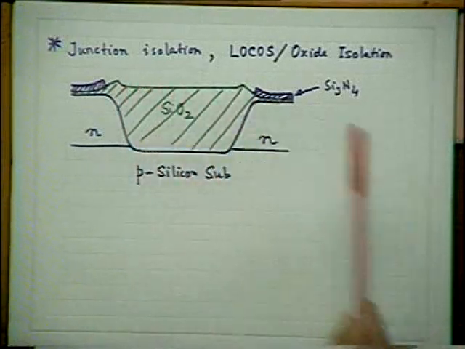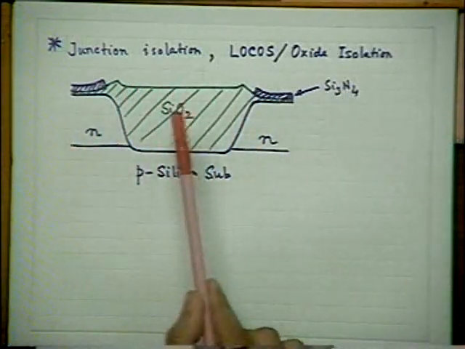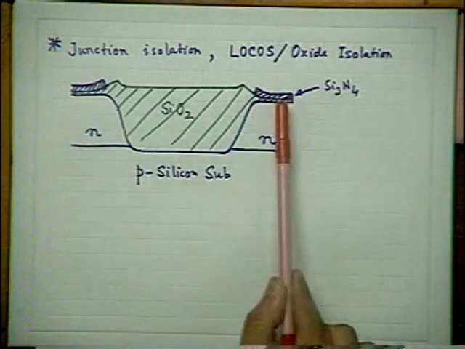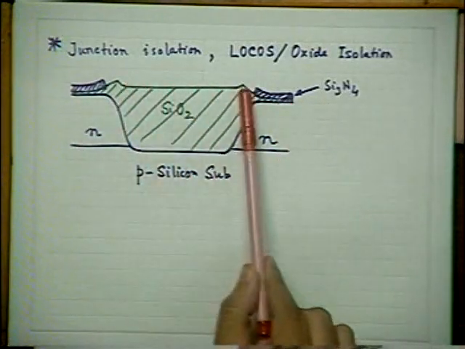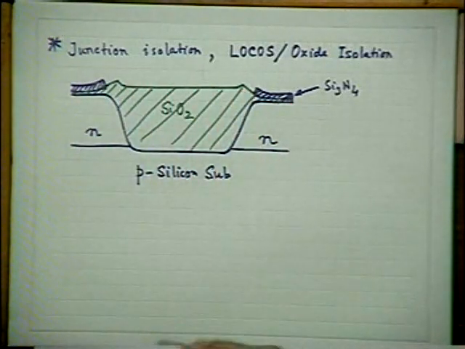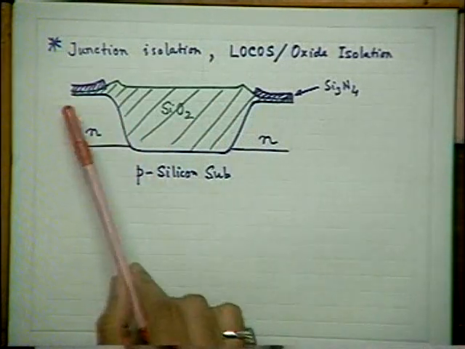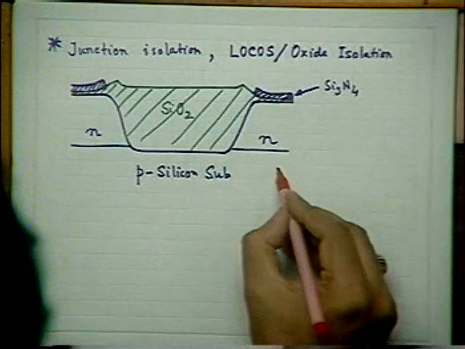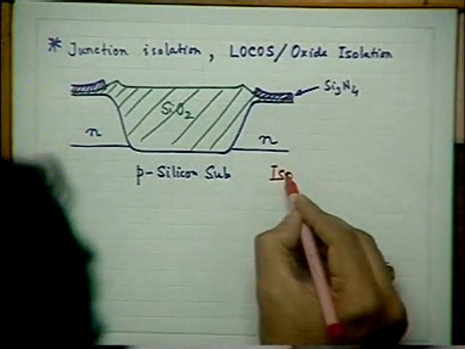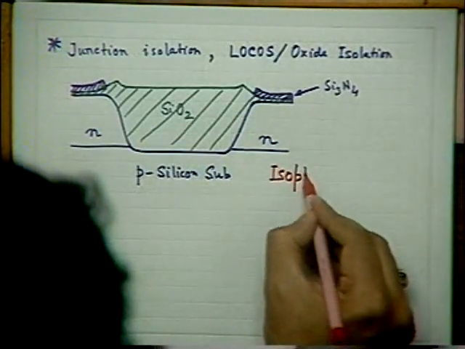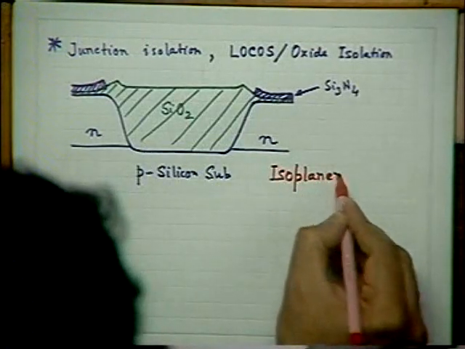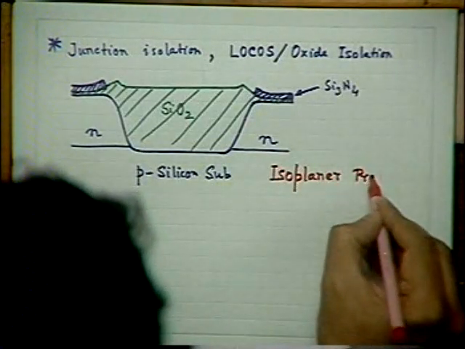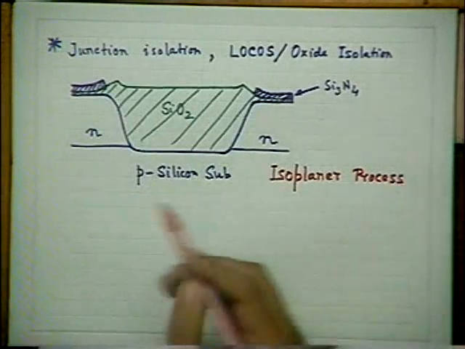And the technology is such that ultimately at the end of the process, the planarity is maintained. More or less at the end of the process, the average silicon plane and the oxide region plane, at their location, they are almost the same. That is why this is also called an isoplanar process. This is important for photolithography.